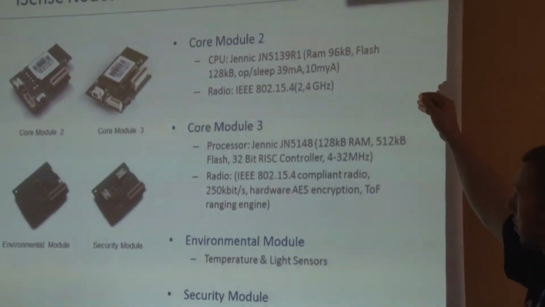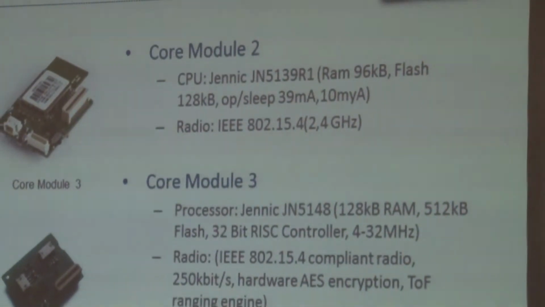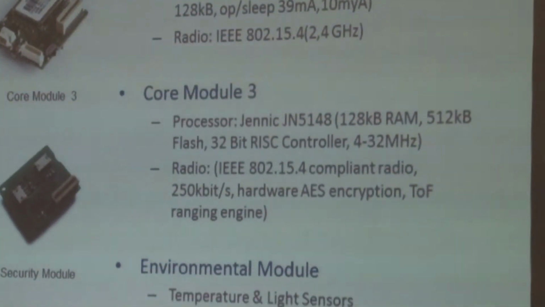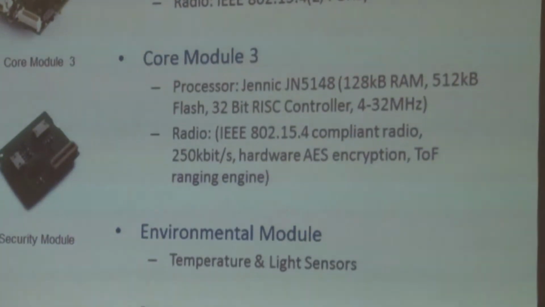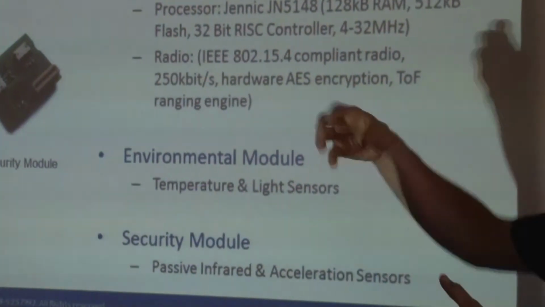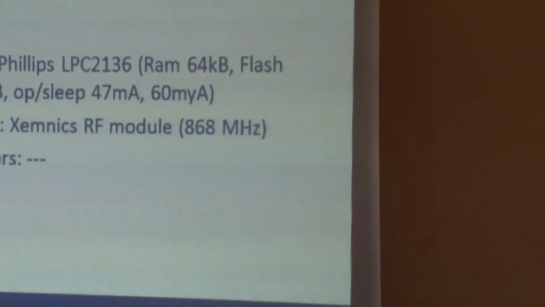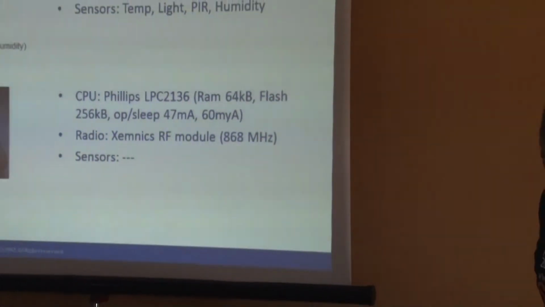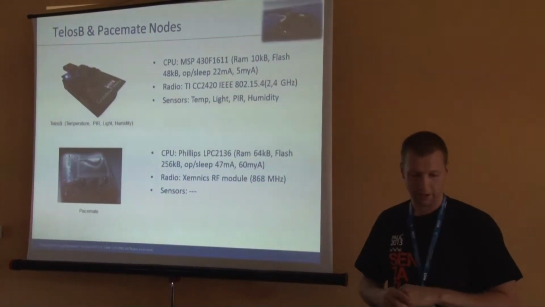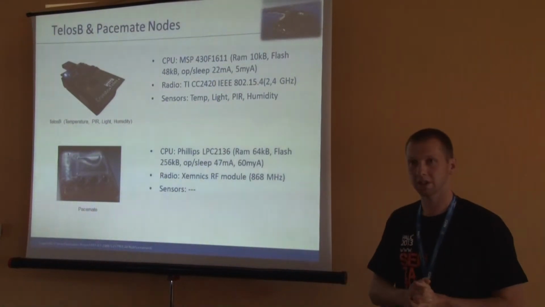Two different generations. Core module 2 is a little bit older, has less RAM. The newer one has a little bit more RAM and a much more efficient compiler. So if you want, for example, to do IPv6 based or 6LoWPAN based experimentation, you would go for the newer module. And then you can see down below the different modules you can just stack on top with the different sensors. Telos B is very well known as well. PaceMate is something, well, now maybe even antique. It's pretty old by now.